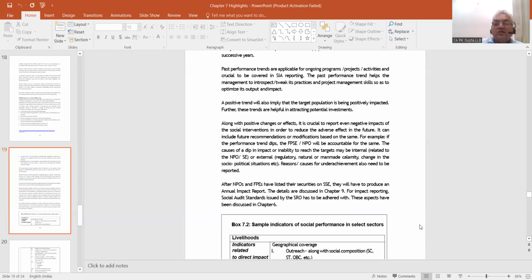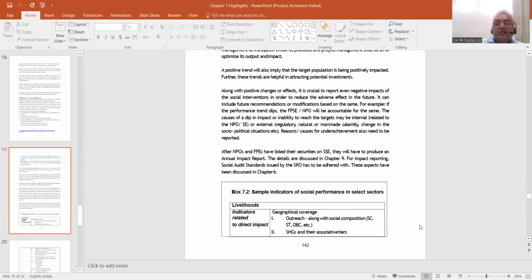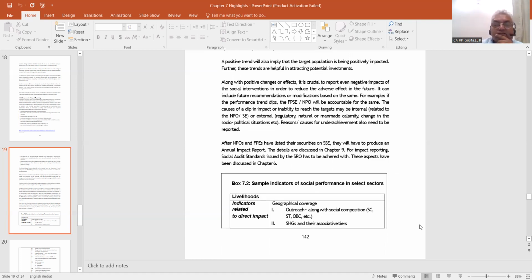Now, simple indicators of social performance in select sectors. So first, in case of livelihood, indicators related to direct impact, geographical coverage, outreach, along with the social composition, scheduled caste, scheduled tribe, OBC, then self-help groups and their associative tiers.